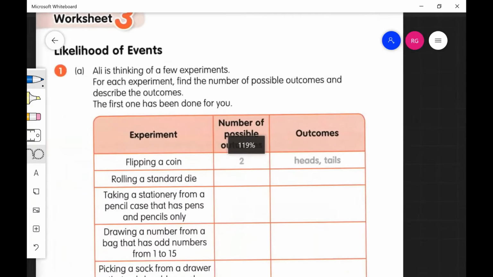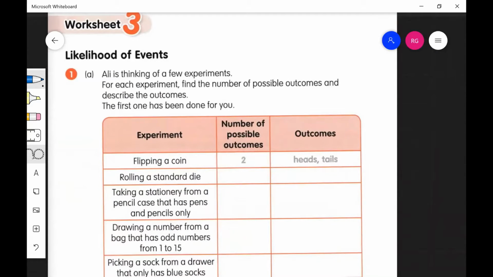So yeah, Din, could you read that for us? Ali is thinking of a few experiments. For each experiment, find the number of possible outcomes and describe the outcome. The first one has been done for you. Okay. Outcome and income. All right.